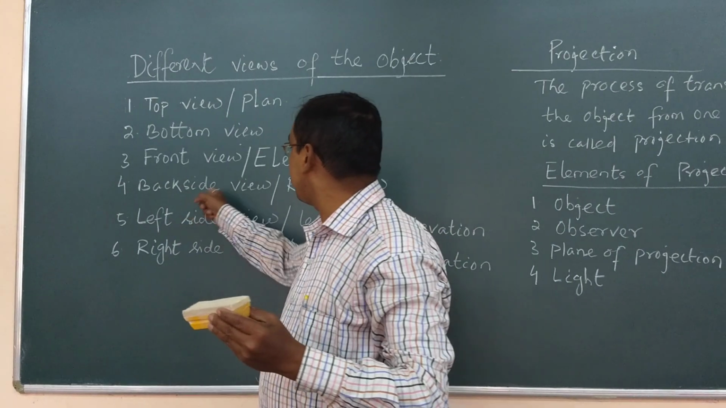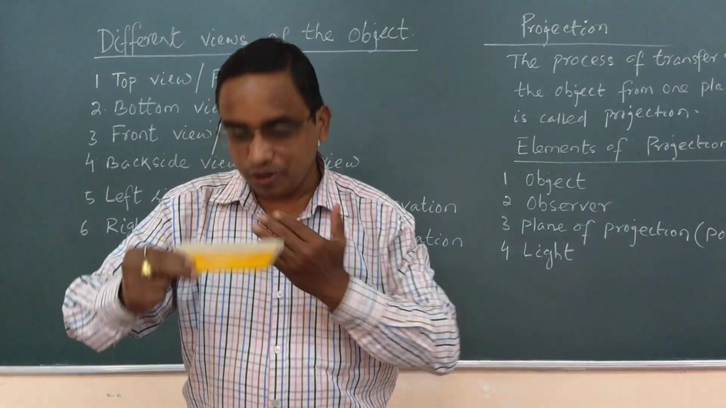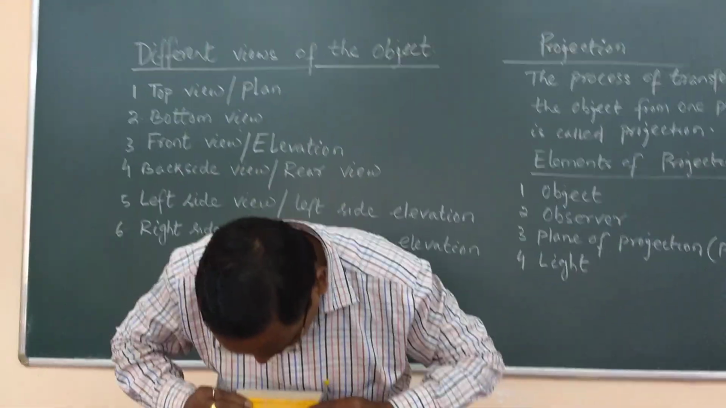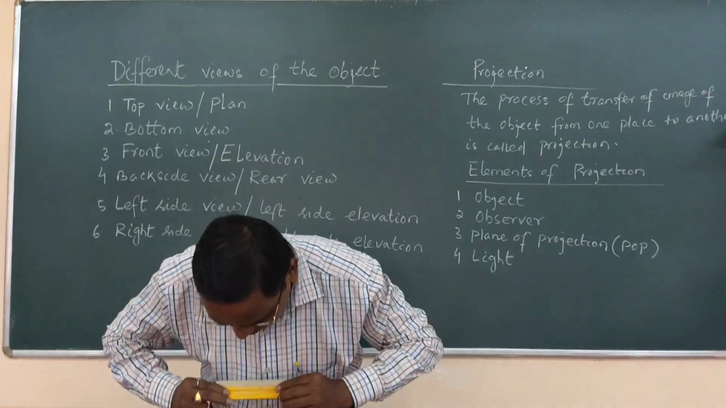Fourth one is back side view or rear view. Just mark this is front side and this is back side. I mark the back side of the object, or we can say rear view of the object.